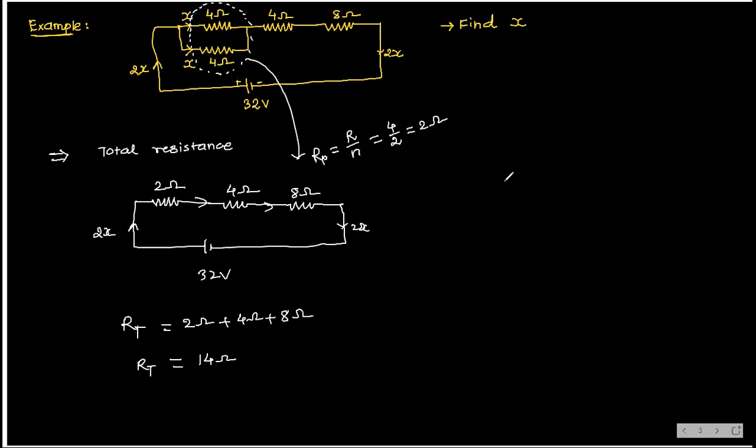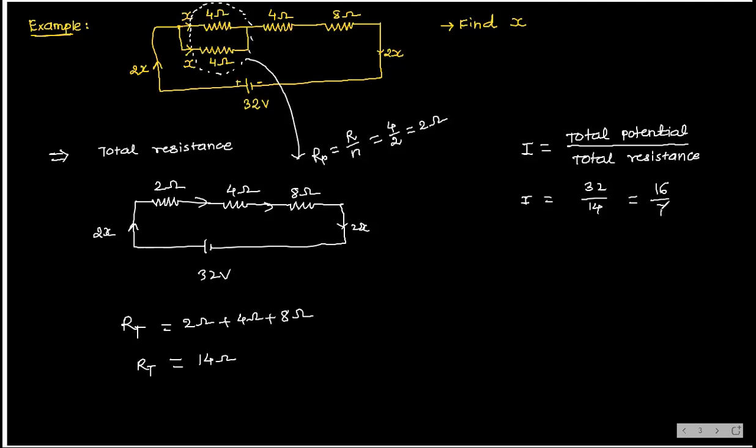14. And now I want total current. Total current is equal to total potential divided by, tell me, total resistance. So I is equal to, this total potential is 32, and this total resistance is how much? 14 ohm. So how much is this?